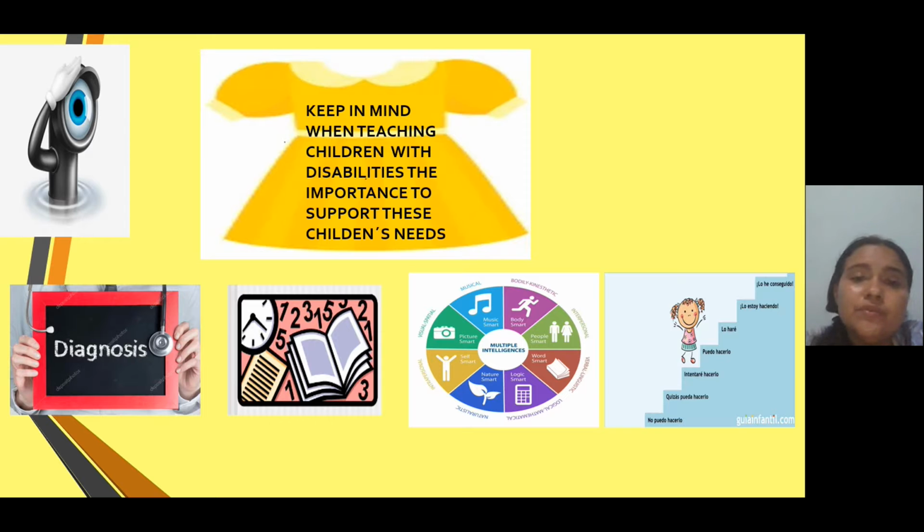In order to help these students, teachers must keep in mind the importance of supporting these children's needs. For example, first of all, teachers must make a diagnosis of the students in the school in order to identify their needs or their disabilities. Also, teachers must adapt the curricula.